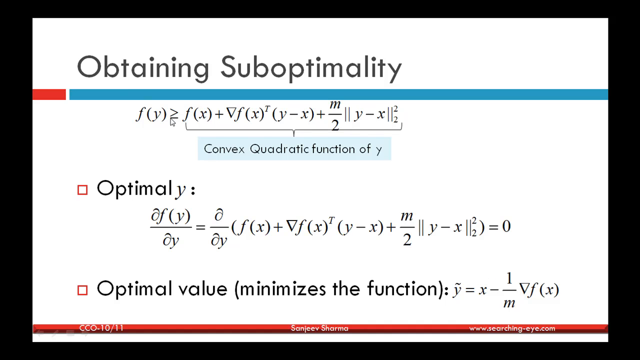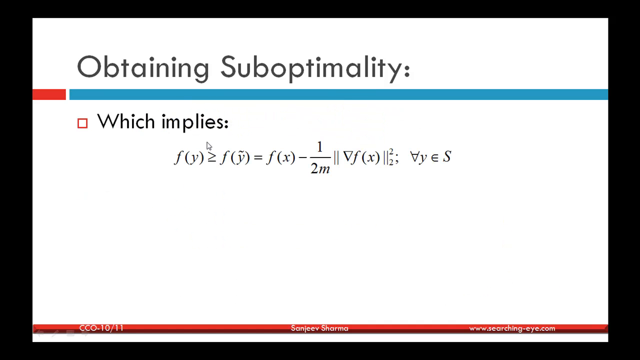And now putting this y tilde in this inequality, since f(y) is greater than or equal to this function, therefore f(y) should be greater than or equal to the minimum of this function. And therefore we get this inequality that f(y) should be greater than or equal to the value at y tilde, since y tilde minimizes the function on the right hand side. Therefore f(y) is going to be greater than or equal to f(x) minus 1 over 2m norm of del f(x) squared, for all y belonging to the sublevel set and all x also belonging to the sublevel set.